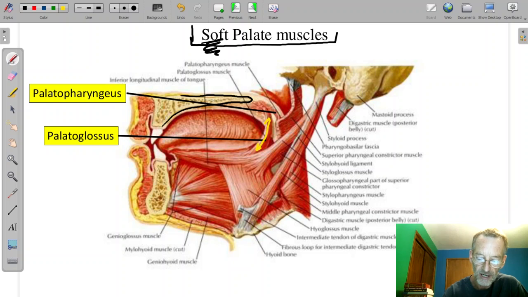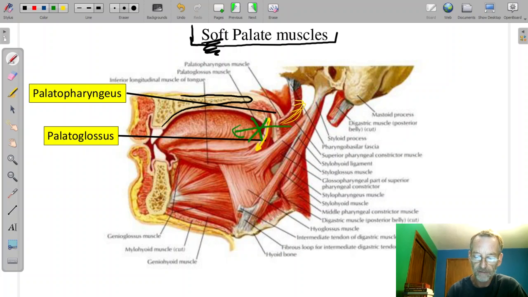When that muscle contracts, it pinches the soft palate to the tongue and helps to close off the oral cavity during swallowing. You can read about that basic function in the textbook. And similarly with the Palatopharyngeus, compressing the soft palate with the superior portions of the pharynx, closing off the oral cavity once you swallowed food. So then when the superior constrictor muscles start to contract, it does not push the food back into the oral cavity.